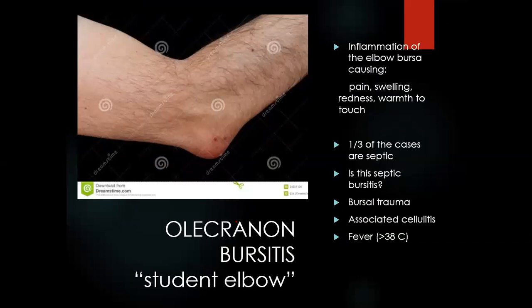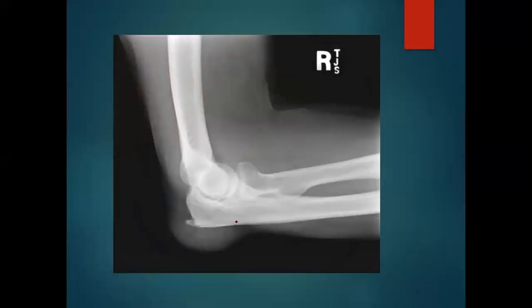Olecranon bursitis is an inflammation of the elbow, usually in the bursa, but what we need to realize about this is that one third of these cases are septic. So we need to aspirate this, and we need to see what's in that fluid to see if we need to treat it aggressively. Is it an inflamed joint or is it a septic joint? Obviously, if they are febrile, that's a big deal.